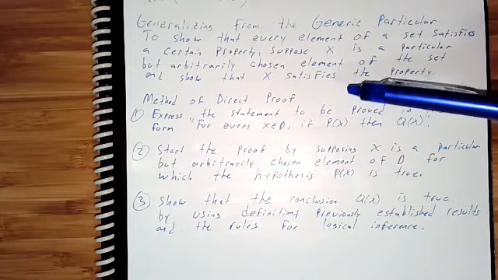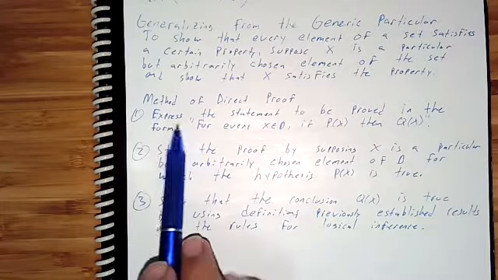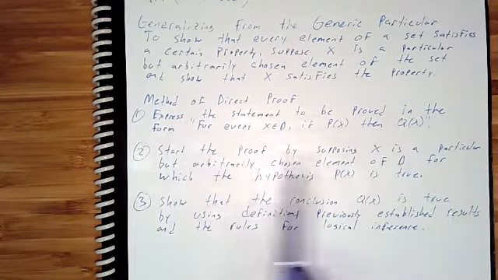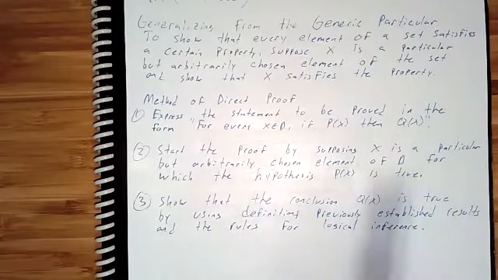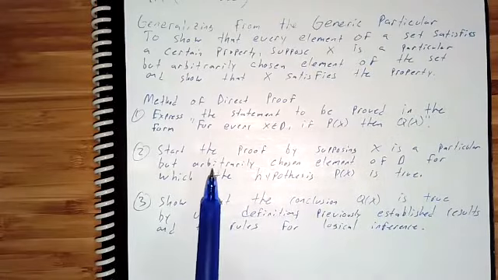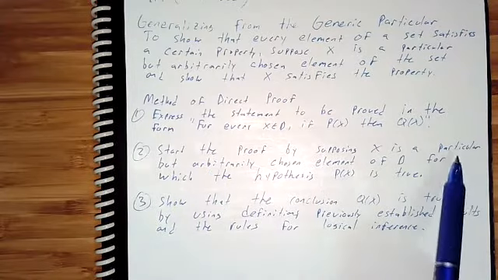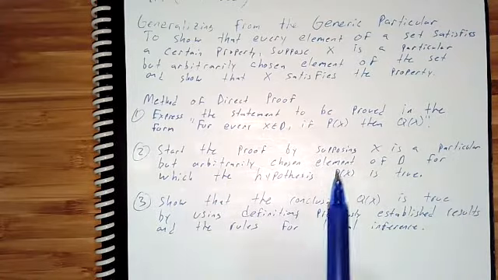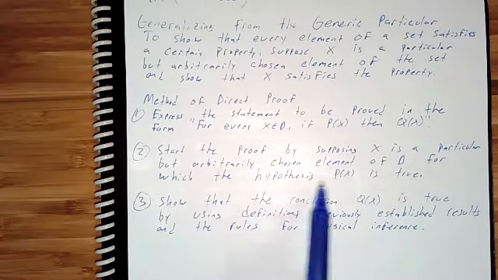But here are the steps from the book. Number one, the first thing you should do is express the statement to be proved in this mathematical form. That way you can see and think about how we're going to do this. Then start the proof by supposing X is a particular but arbitrary, like we said, chosen element of D, for which the hypothesis is true.